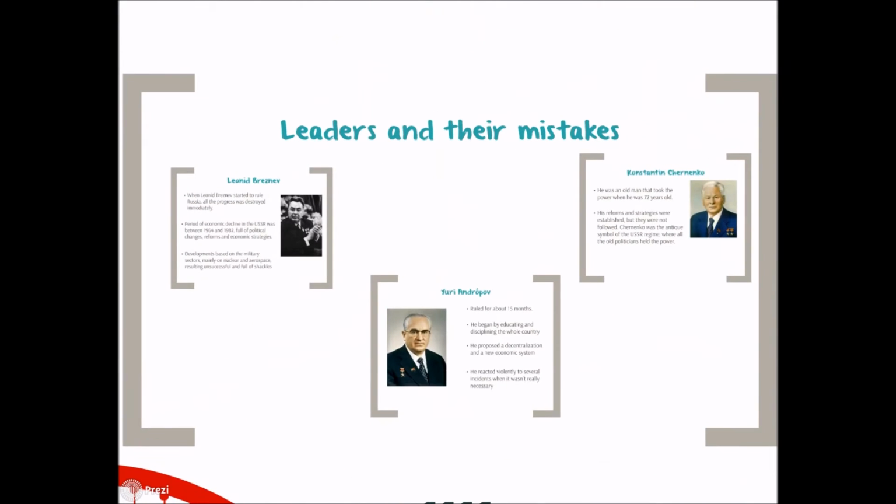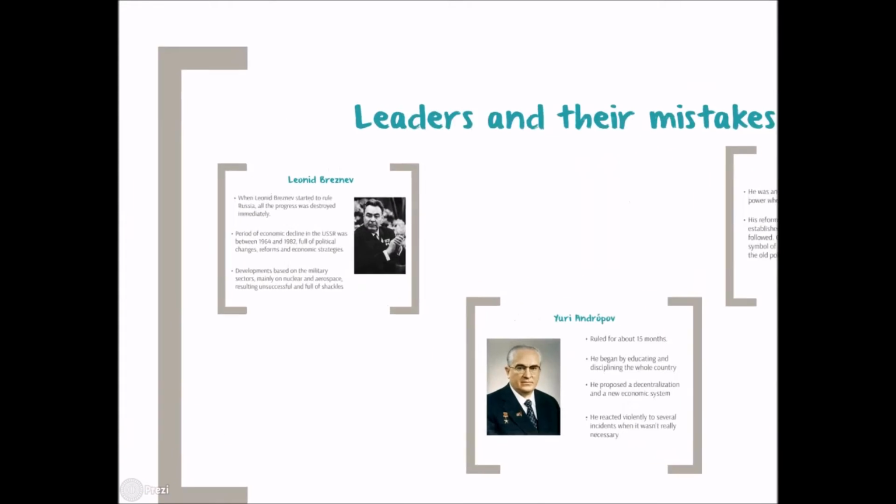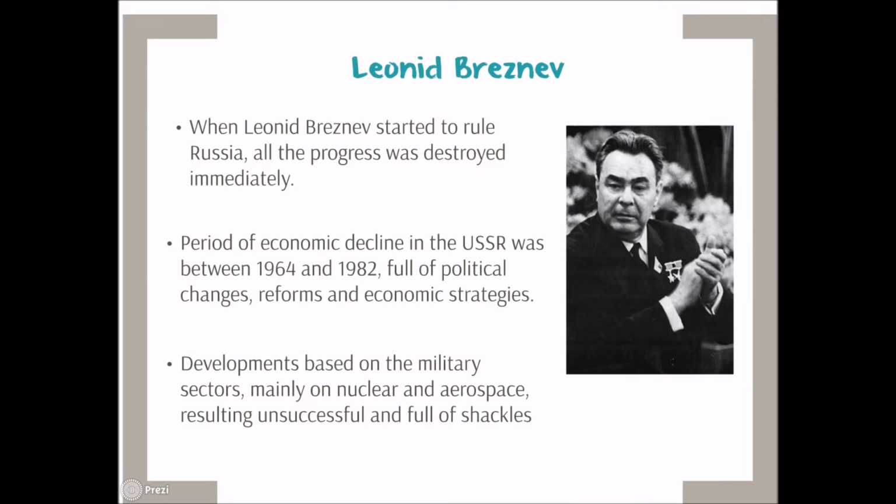Then we have the leaders and the mistakes they committed. First, we have Leonid Brezhnev, and when he started to rule Russia, all the progress that this country had made was destroyed immediately. Here we have a period of economic decline in the USSR, which was between 1964 and 1982, and it was full of political changes, reforms, and economic strategies. When this happened, the lowest GDP growth per capita was registered in this country.